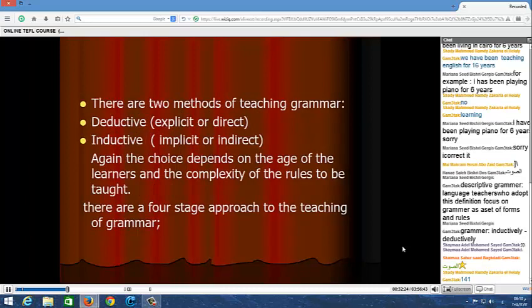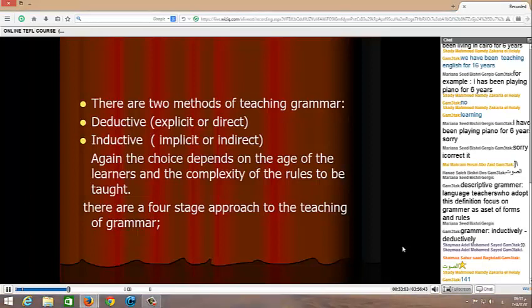There are 2 methods of teaching grammar, inductive and deductive. Deductive, this is we call explicit or direct. That's to take the rules first and to explain them directly to the students, and then later, after that, they begin to apply these rules, to make examples, to produce examples based on these rules. This is a traditional way of teaching grammar. This is a way grammar has been taught in the grammar translation method and in the audiolingual method, deductively.